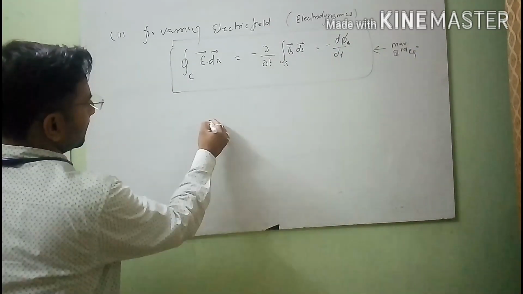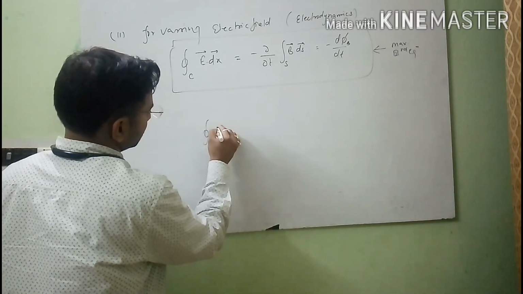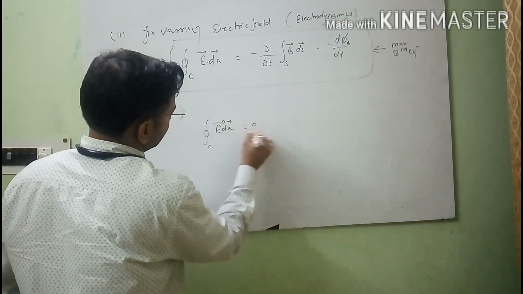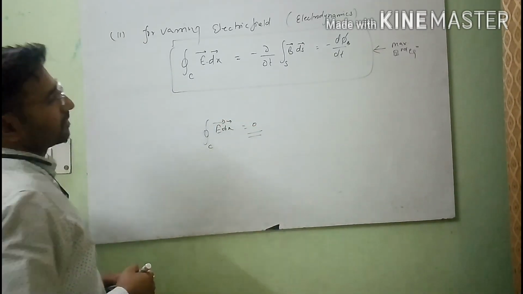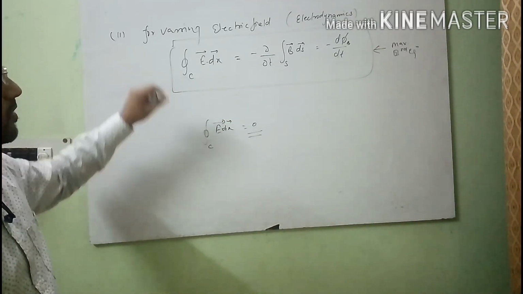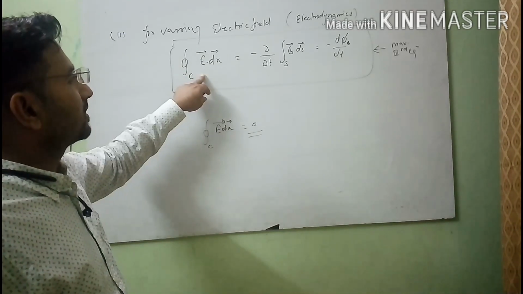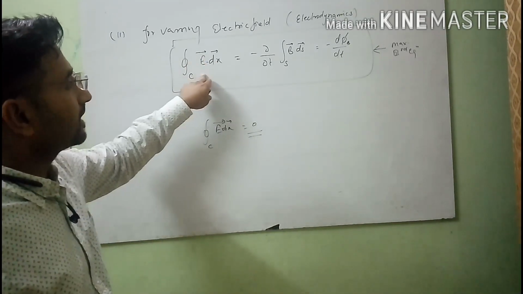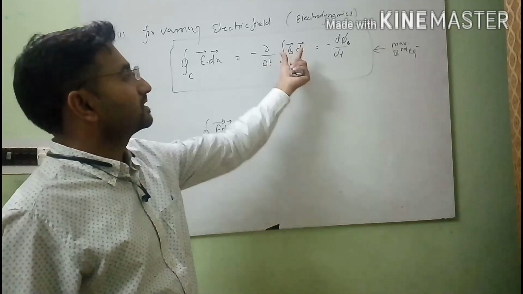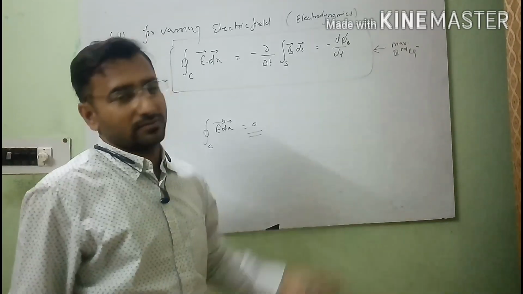First is that in electrostatics, the closed line integral of E·dl is equal to 0. It means that the electrostatic field is conservative in nature. And the second one is that for a varying electric field, the closed line integral of the electric field is equal to the negative rate of change in magnetic flux, which is noted by this.